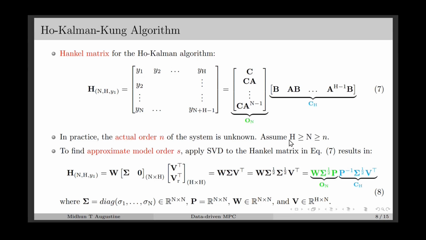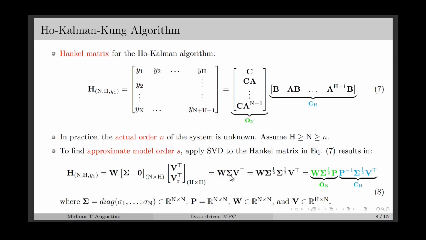Since we assume capital H is greater than or equal to capital N, we will obtain the SVD of the Hankel matrix H as shown here, where the matrix sigma is a square matrix containing the singular values sigma 1 till sigma n as its diagonal elements. And this 0 is a zero matrix of size n by h minus n. And it will be multiplied by VR, the right eigenvector matrix. Therefore, VR can be excluded and this product can be compactly written as W sigma V transpose, where sigma will be a square matrix and V will be an h by n matrix.